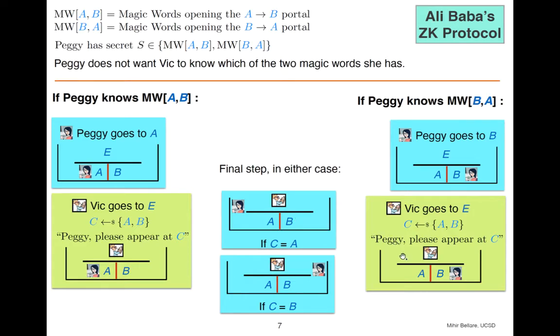Now again, in this case, if he says appear at B, she can do it quite easily. She doesn't even need any magic words, just walks out from here. Again, from Vic's perspective, he has no clue whether that arose from this situation or this one, because in both cases, all he sees is Peggy walks out at slot B.